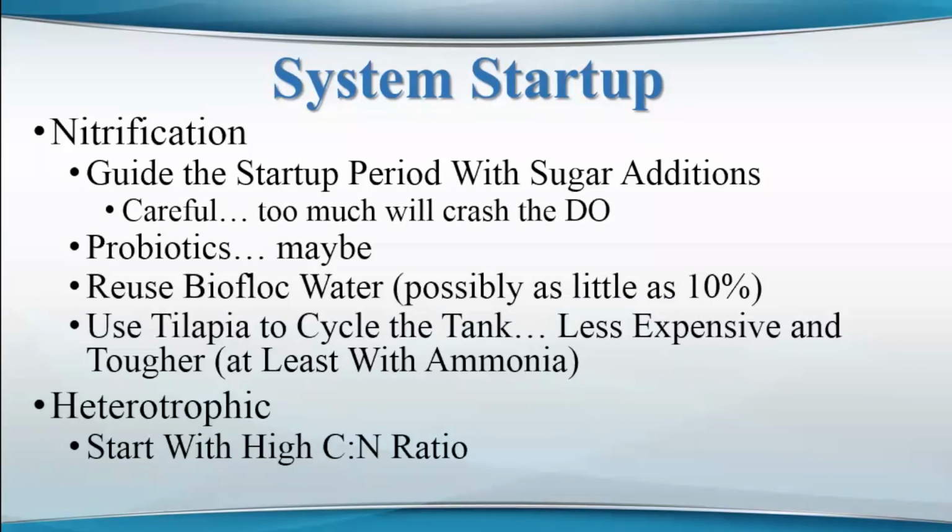So like I mentioned before, you could also guide the startup with some sugar additions that will take out the ammonia and likewise bring down the nitrite concentration. Be careful with that, though. You can look at some of the equations that are out there in terms of how much to add. Avnimelech has a good book that talks a lot about that. But you can also just try a little bit and ramp up a little bit to see the effects. That's kind of the way most people do it in practice. Too much will reduce your dissolved oxygen, so be careful.